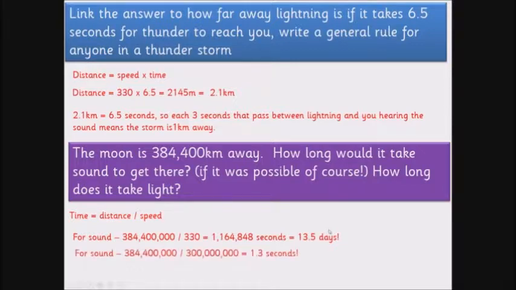And then finally for light, we talked about the speed of light in the last lesson. 384,400 kilometres in metres divided by the speed of light gives us a much shorter time of 1.3 seconds.